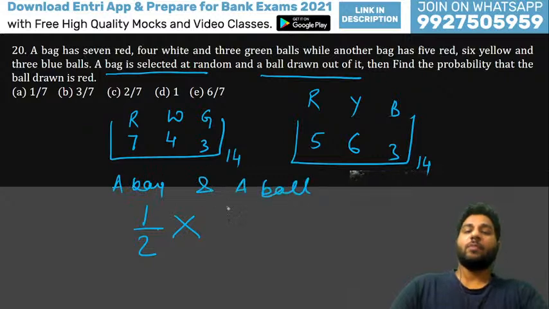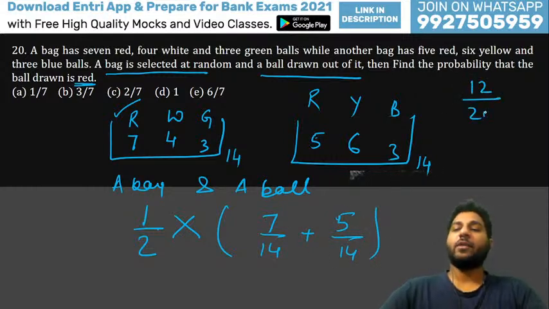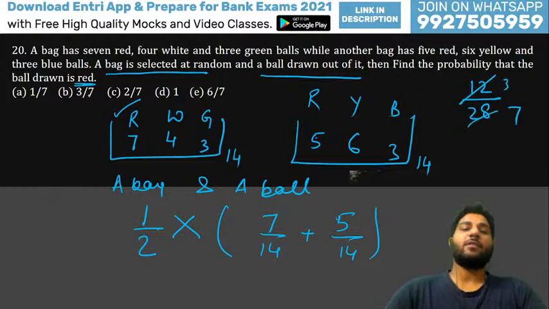Now let's come to the ball. A ball could be from either bag. If a ball is drawn out, find the probability that the ball is red. If you choose this bag, and the red ball comes out from this bag, it will become 7 by 14. Or from here, so the sign of 'or' is plus, that means 5 by 14. So 7 plus 5, 12, 12 by 28, that is 3 by 7. So option B will be the correct one. Got it?